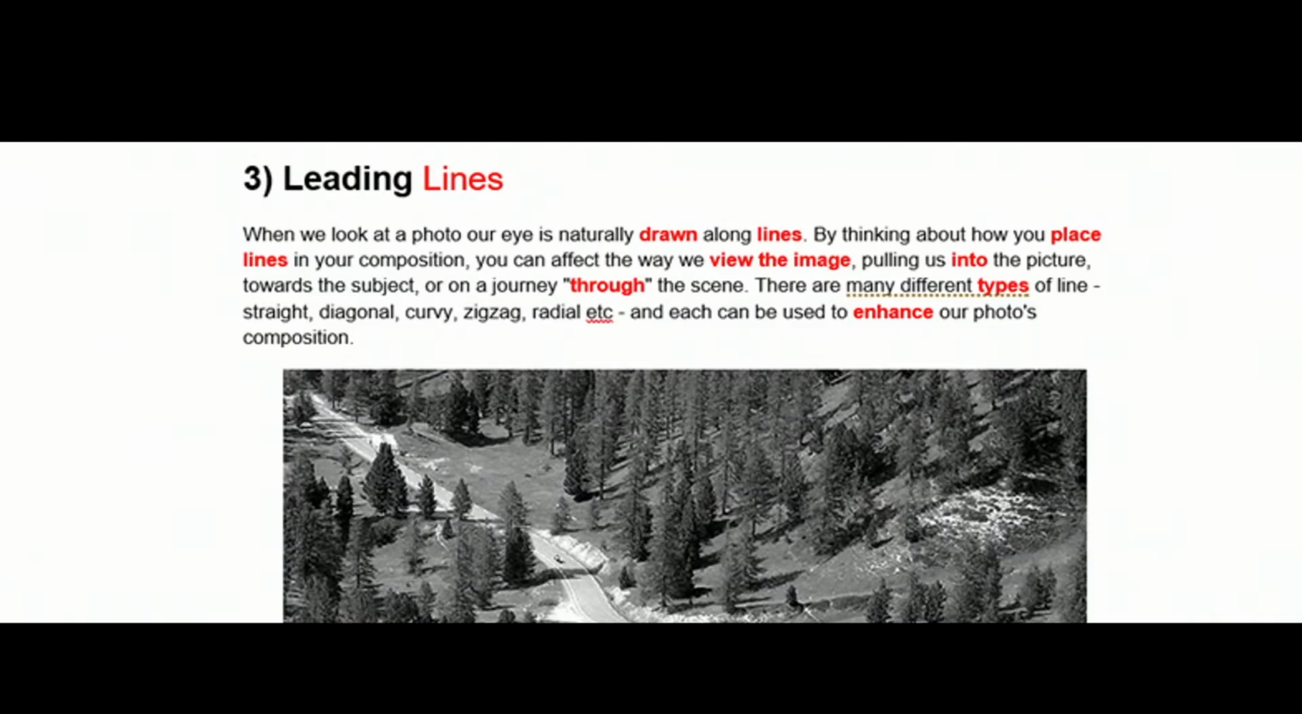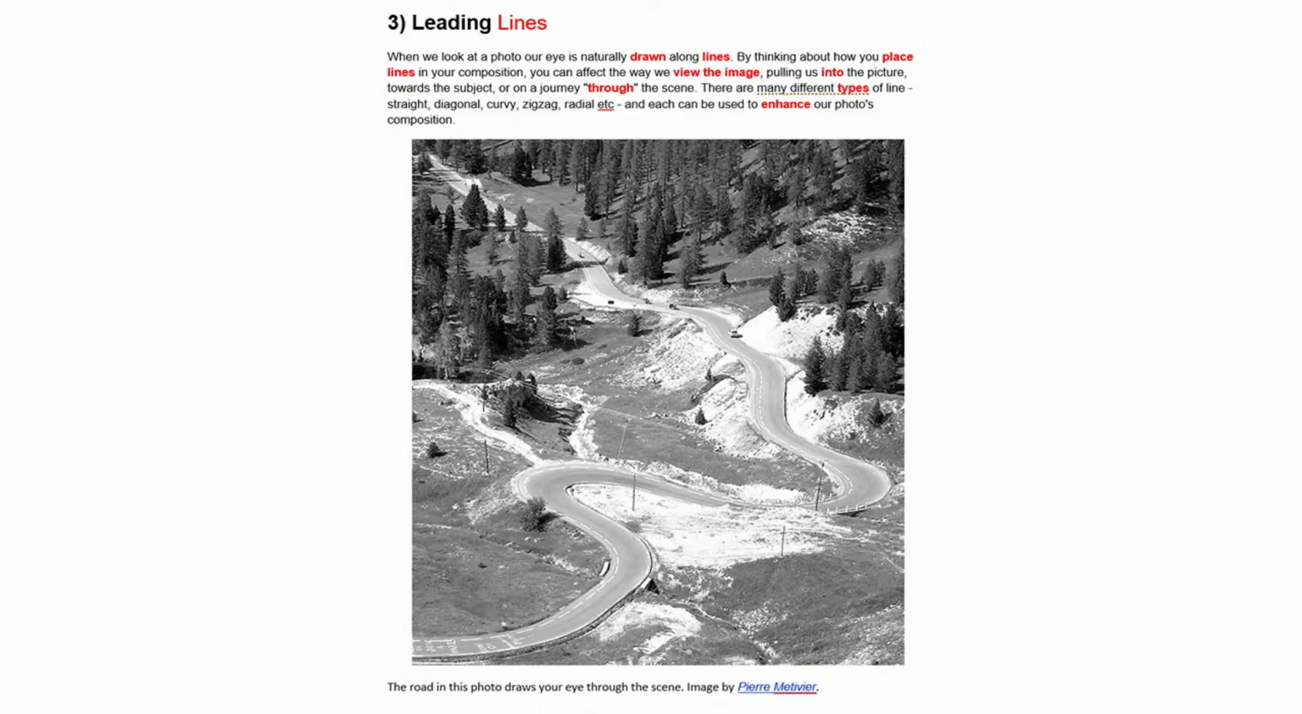And there can be totally different types of lines. They could be straight, diagonal, curvy, zigzag, radial, spin it around, and each one is used to enhance a photo. So when we look at this photo, we see a street and the line itself tends to travel in this kind of curvy area. Now, some of you naturally maybe started at the top and went down, or some at the bottom, but most people don't start in the middle. And that's because leading lines are lines that lead. It's all in the name.